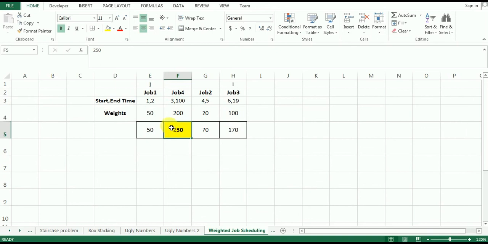I'll create another video on finding the exact components of the maximum combined value of the weighted job scheduling problem, so need not worry. In that video, you will learn to find the exact components of the weighted job scheduling maximum combined weight. Now let's move to finding the algorithm.